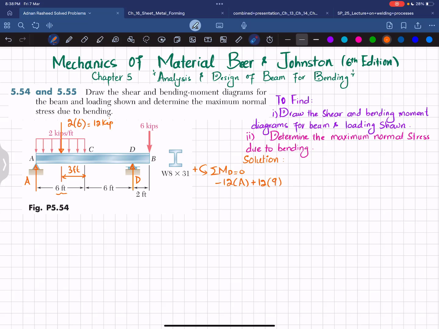The last moment is produced due to this force of 6 kip, and the perpendicular distance is 2 feet. This is producing a clockwise moment, so it will be negative. So I can write minus 6 times 2 is equal to 0.